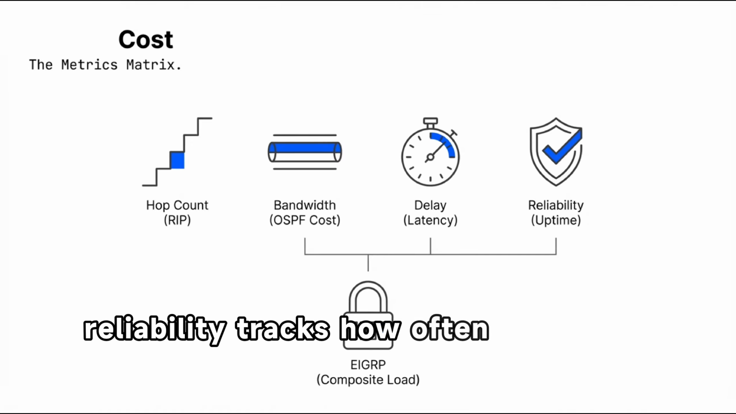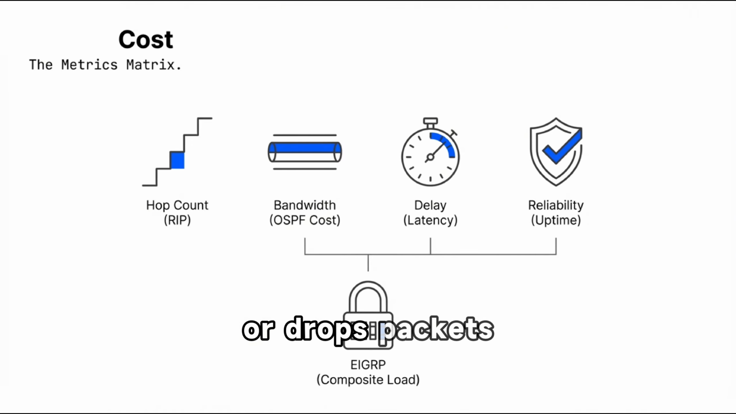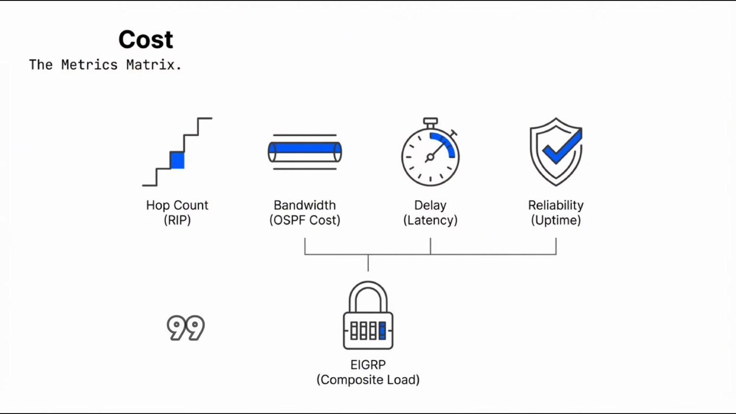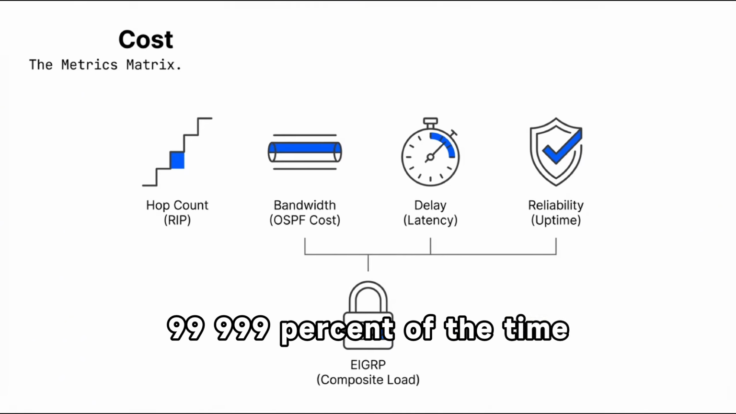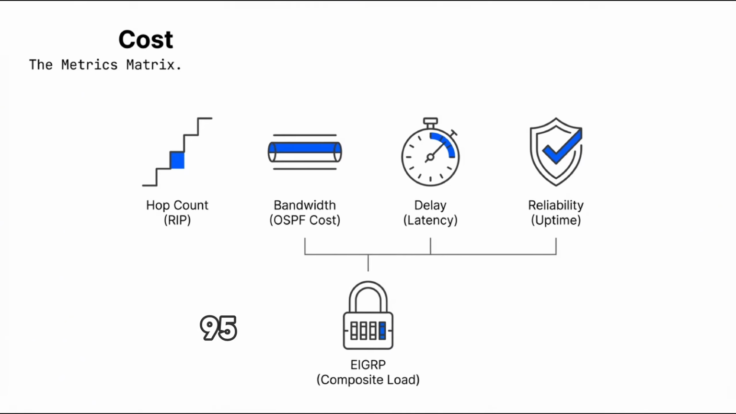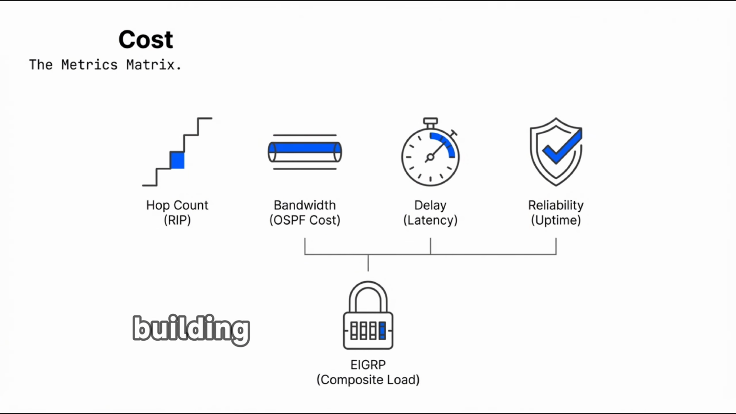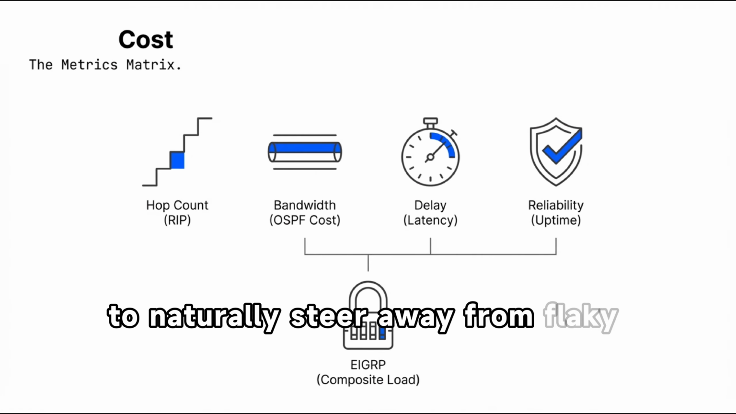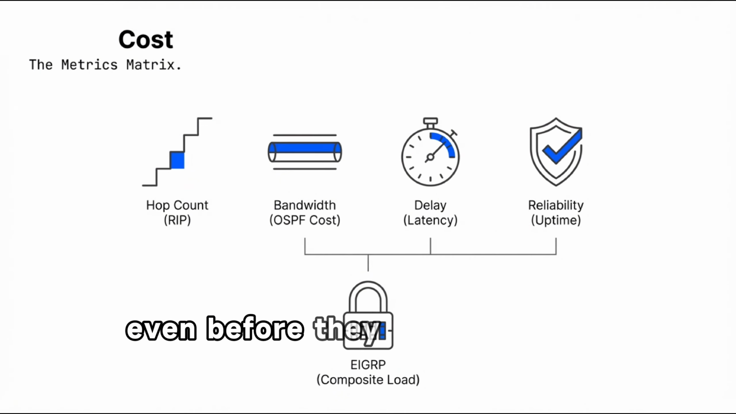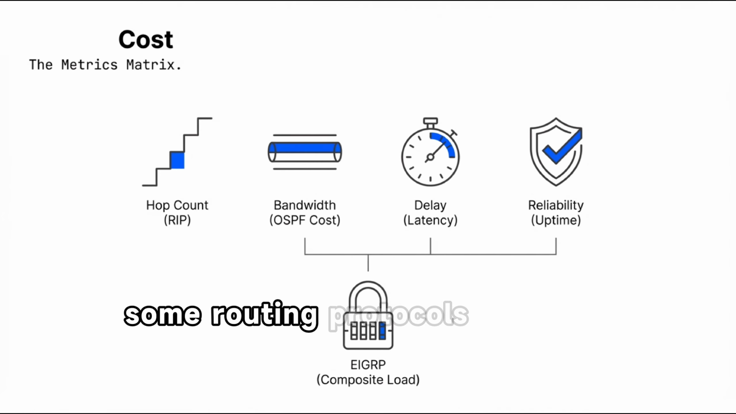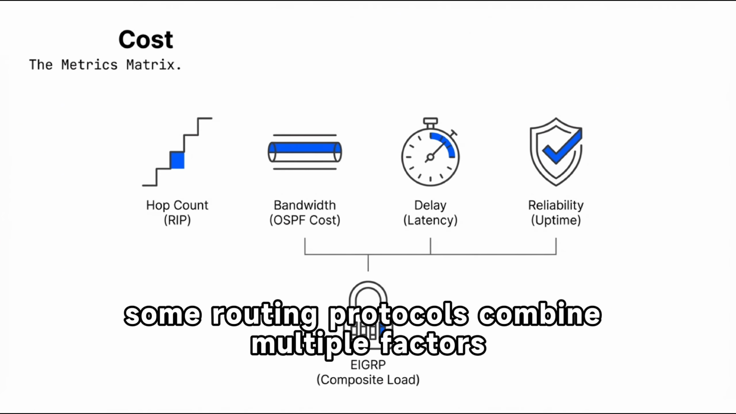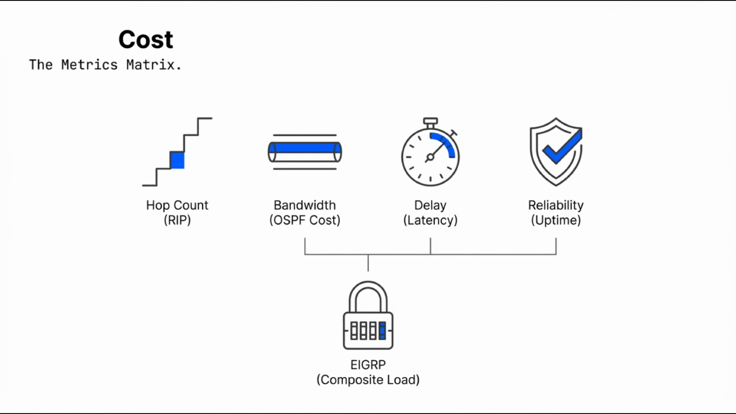Reliability tracks how often a link fails or drops packets. A link that works 99.999% of the time is more desirable than one that works 95% of the time, even if both have the same bandwidth and delay. Building reliability into a metric allows routing to naturally steer away from flaky connections, even before they fail completely. Some routing protocols combine multiple factors into a single composite metric.